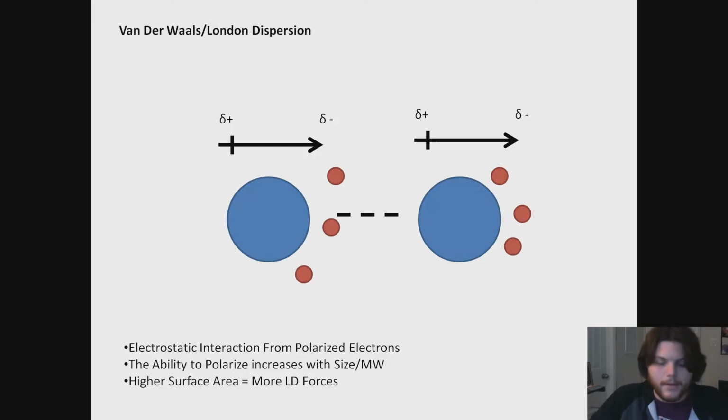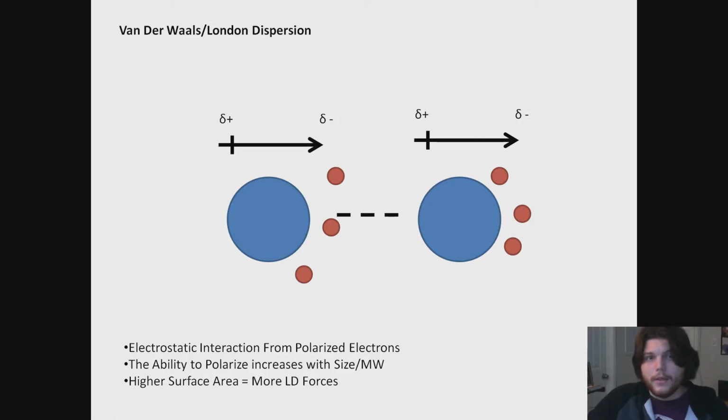It's the same name, in case you guys didn't know. It's just two ways to say the same sort of forces. They're essentially electrostatic interaction from polarized electrons. What I mean by polarized electrons is the idea that the electrons that were once separated on the molecule polarized to only one side. So all the electrons that were once surrounding this molecule all ended up on one side, or at least a majority moved to one side, causing a dipole to occur.